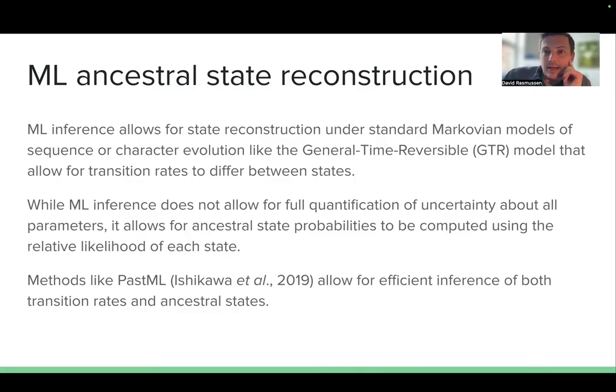And while it doesn't take into account necessarily all of the uncertainty in the underlying phylogenetic tree, like you would do in a Bayesian phylogeographic analysis, it does compute what we can think of as basically the marginal probabilities of each node being in each possible state. So it does allow you to quantify some of the uncertainty about ancestral state reconstruction.